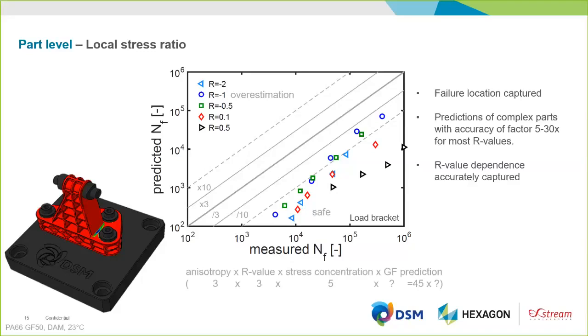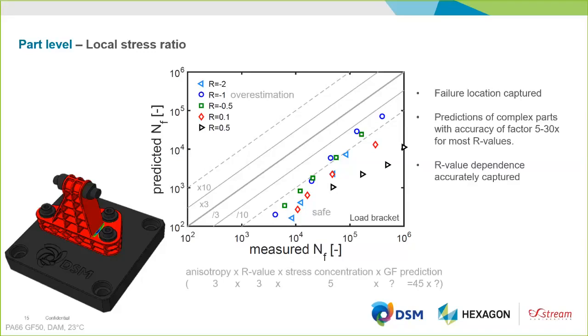So the stress concentration is calibrated on a lot of measurements on notched specimens. So also there we were able to construct these graphs of predicted NF versus measured NF. So given all these factors for these different phenomena that we include, it means basically that this factor of 5 to 30 is what you would expect from all the parts that we individually investigated, like the anisotropy, R value, and stress concentration.